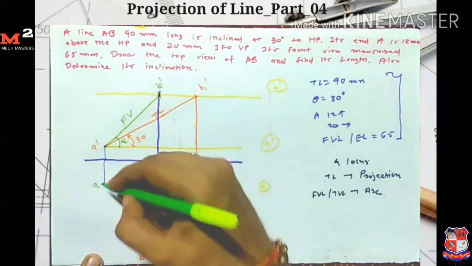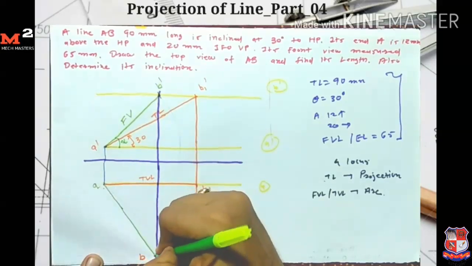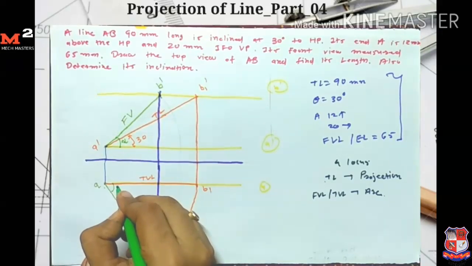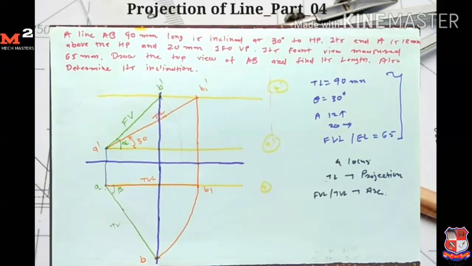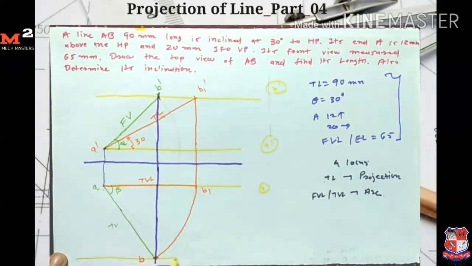So this line AB is my final top view. The angle made by this top view is called the apparent angle beta. So here I get the locus of point B.